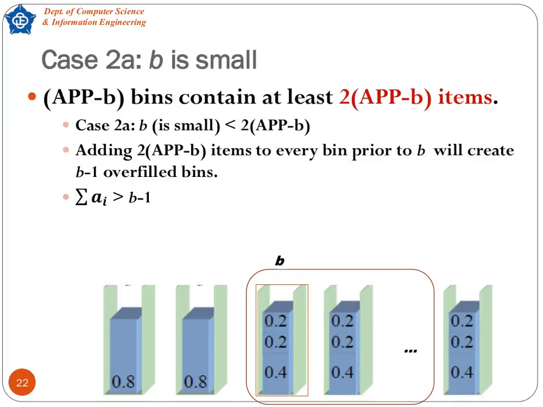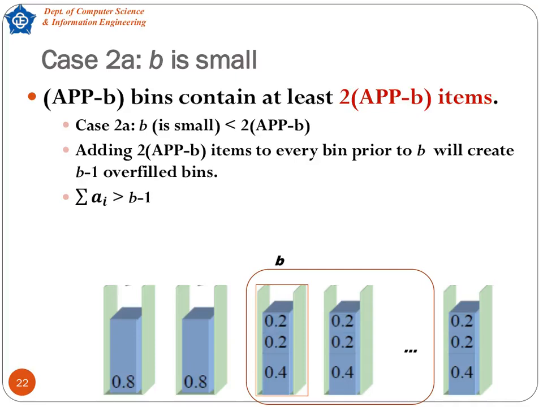Continuing our exploration of Case 2, let's now dive deeper into a specific scenario, Case 2a, which focuses on instances where the value of B is considered small. The central point here is that a particular set of bins, referred to as the APP-B bins, collectively contain at least 2 times APP-B items. So what defines B as small in Case 2a? It's when B is less than 2 times APP-B.